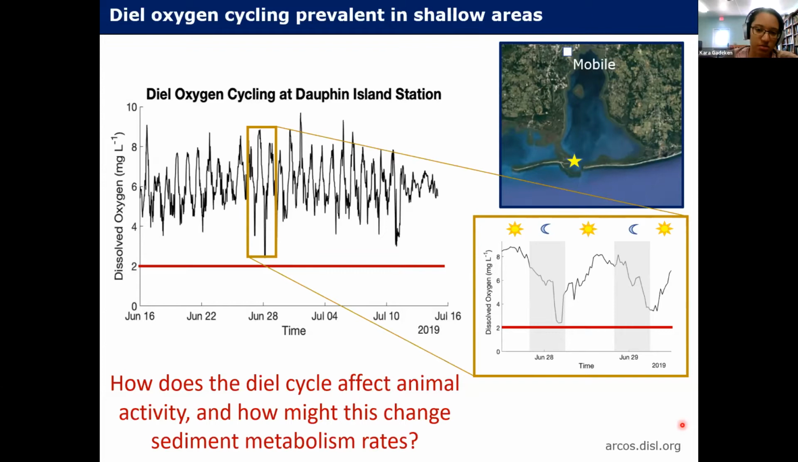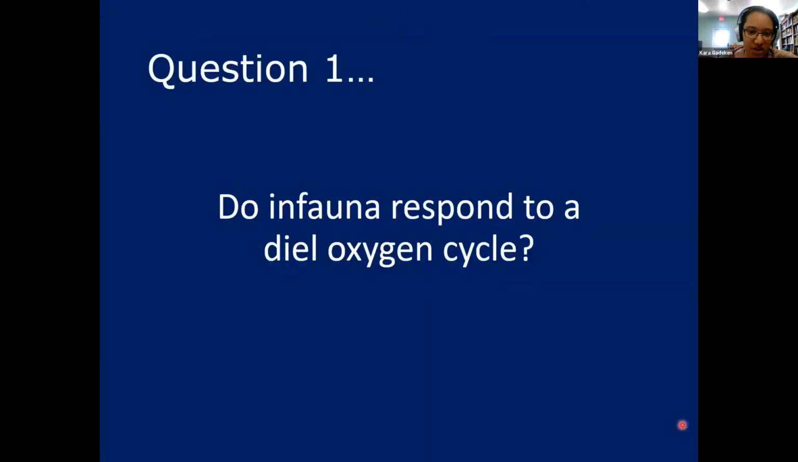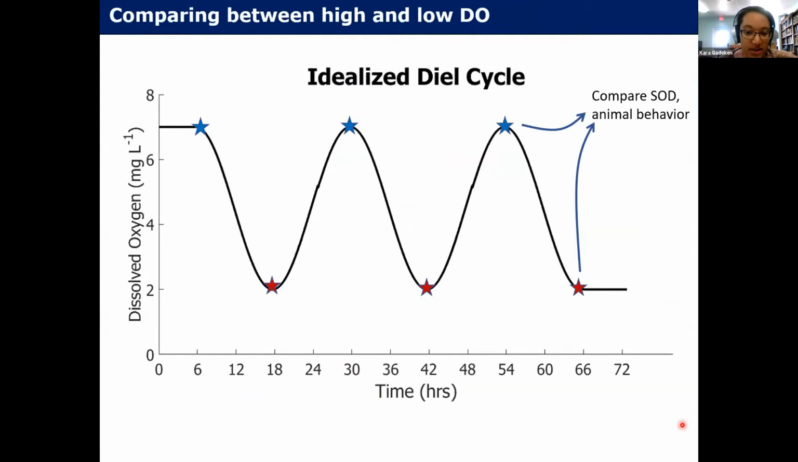So that's what this project was focusing on in the experiment that I did. So the first question is just to figure out, do infauna even respond to a Diel oxygen cycle? And one way that we can figure this out is by exposing animals in sediments to what I'm going to call an idealized Diel cycle pattern in the lab, and then comparing their activity and behavior at high versus low points of the Diel cycle and seeing if their behavior changes.